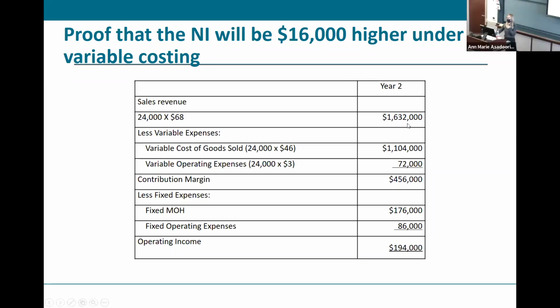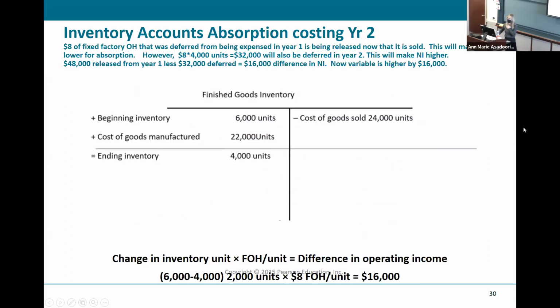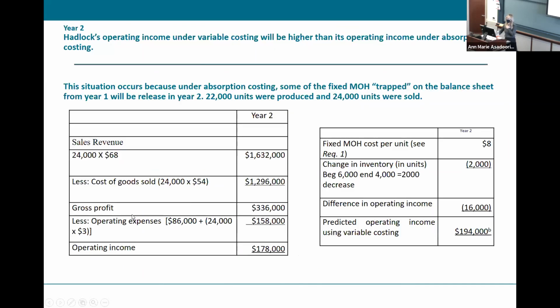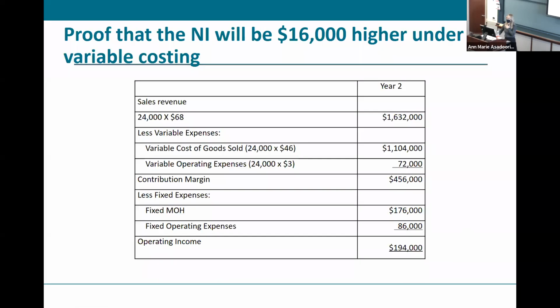Okay, and then again, this is the income statement done out to show you that yes, it did work. That changed, right? The slides are not working. The difference in 16,000, and adding that to your net income of 178, does get you to a net income of 194.